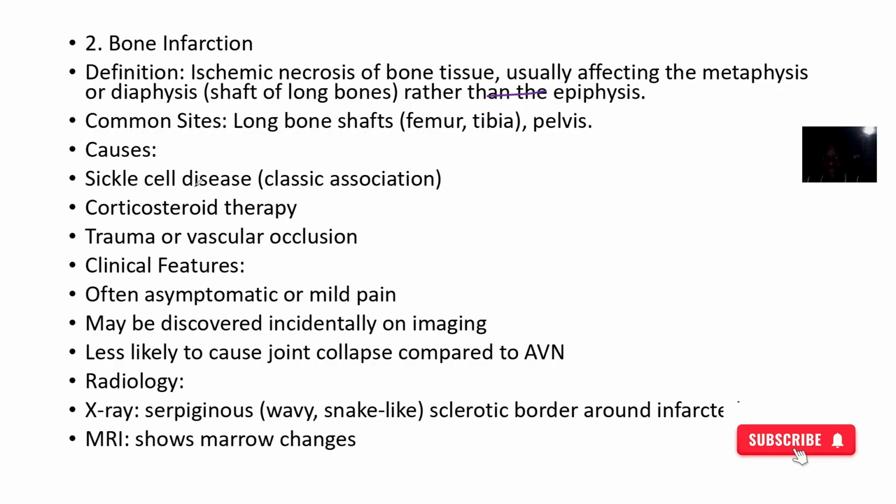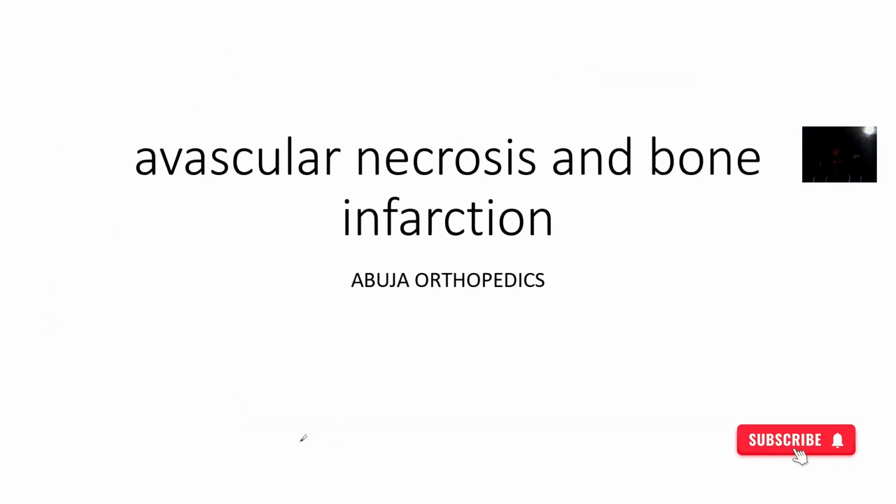Causes could be sickle cell disease, corticosteroid therapy, trauma or vascular occlusions. Clinical features: sometimes no symptoms, sometimes just mild pain. It is less likely to cause joint collapse compared to avascular necrosis. On x-rays you see a serpiginous sclerotic border around the infarcted area. MRI also shows marrow changes. Okay, so that's what we have for these two issues.